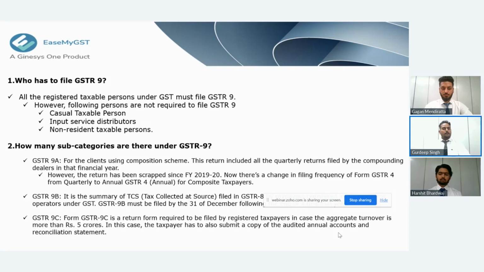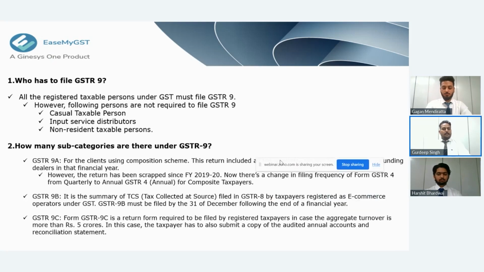We will go with GSTR 9A. For the clients using composition schemes, this return included all the quarterly returns filed by the compounding dealers in that financial year. However, the return has been scrapped since financial year 19-20. Now there is a change in filing frequency of GSTR 4 from quarterly to annual GSTR 4 for composition taxpayers. We are talking about GSTR 9B. It is the summary of TCS, tax collected at source, filed in GSTR 8 by taxpayers registered as e-commerce operators. GSTR 9B must be filed by the 31st of December following the end of the financial year.